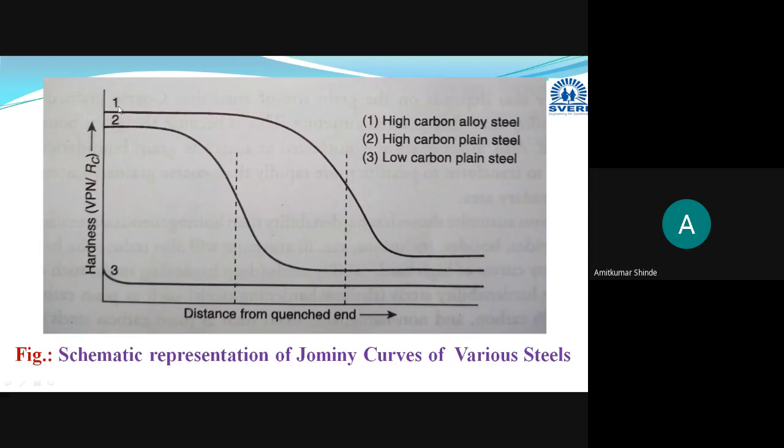Okay, this is the differentiation between high carbon alloy steels and high carbon plain carbon steels. And if there are only low carbon steels, these are non-hardenable. And from high carbon steels, if high carbon steel is with alloying elements, they will have more hardenability. Okay, this is the description for this diagram.